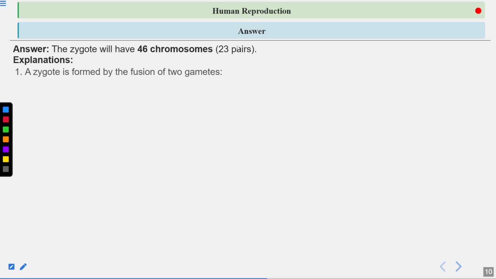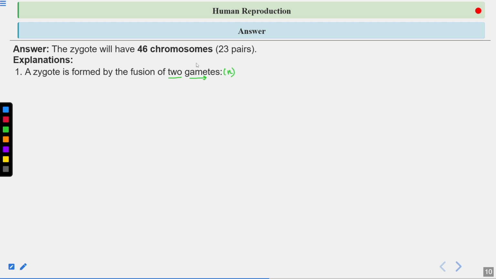Let's have a look at the explanation now. A zygote is formed by the fusion of two gametes. These two gametes are haploid. Now, in sexual reproduction, what happens? Two parents are involved, male and female. They will produce gametes which will be haploid, because these gametes are produced by meiosis. Then there is the fusion of these two gametes, which is known as fertilization. After fertilization, a diploid structure known as zygote is formed.